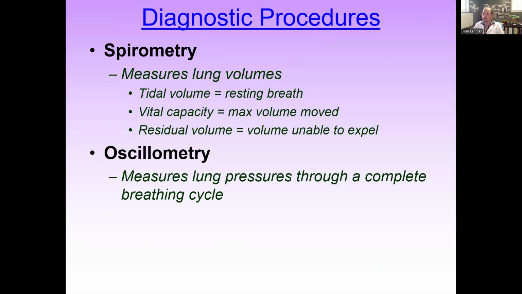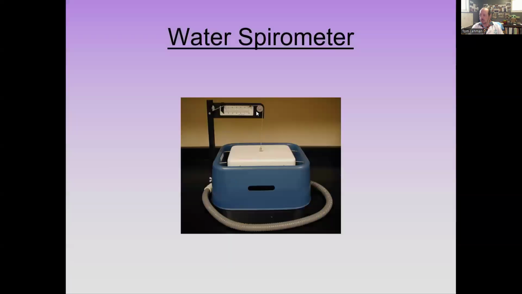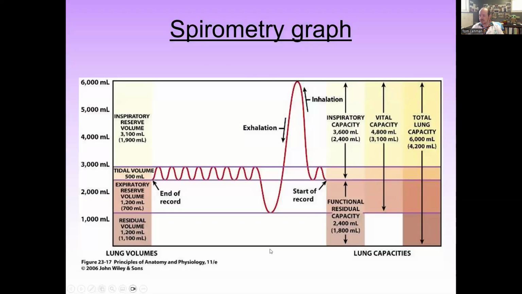We can measure lung volumes and lung pressures, and we can take a look at things like spirometry and oscillometry. Spirometry allows us to measure lung volumes. And so we use a water spirometer like this and it allows us to breathe into the tube and see what kind of volumes we move. Here would be an example of a spirometry graphing.